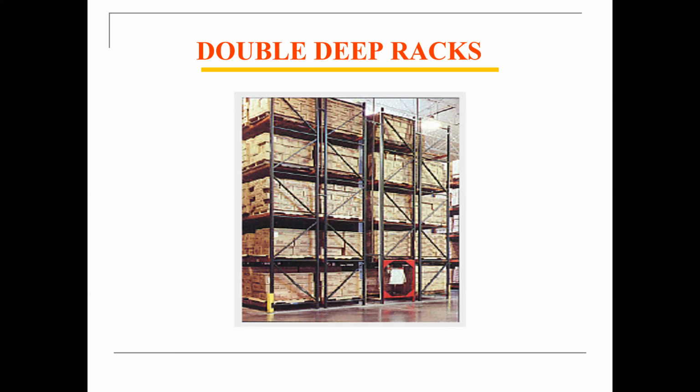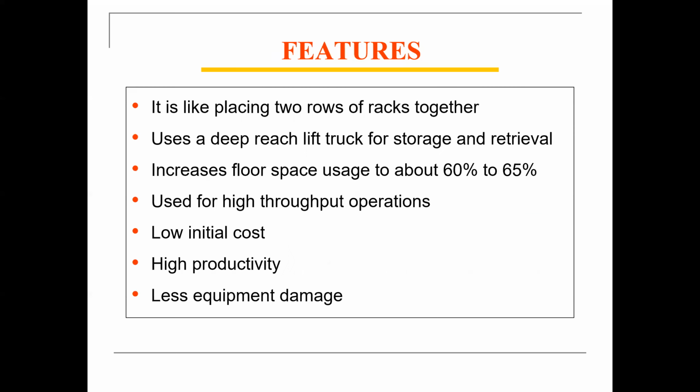Double deep racks, those are shown here. It's like placing 2 rows of racks together. Uses a deep reach lift truck for storage and retrieval. Increases floor space usage to about 60% to 65%. This is used for high throughput operations, has a low initial cost, and provides high productivity and less equipment damage.